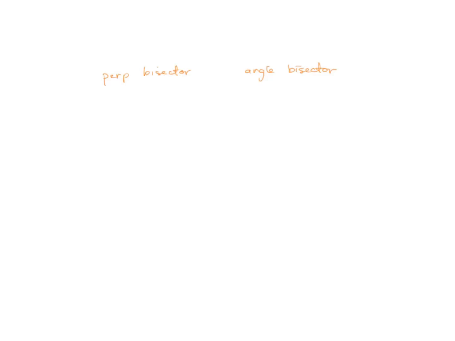This is probably the easiest one to remember because it is what it is. Well, a lot like the other ones. It is what it says it is. So how do I bisect a side? Well, I use a midpoint.